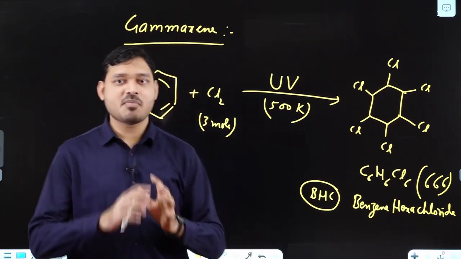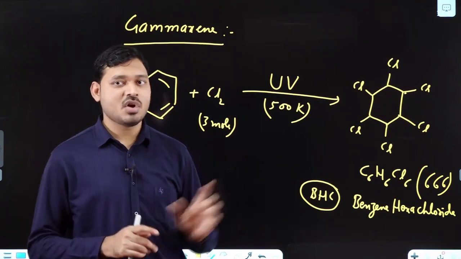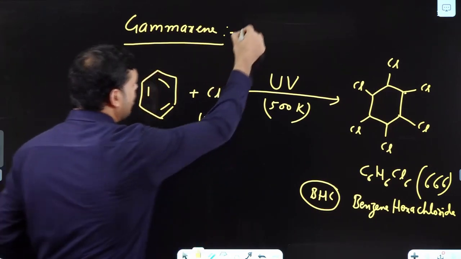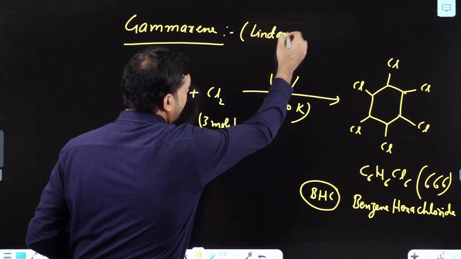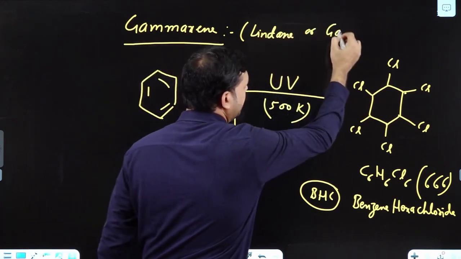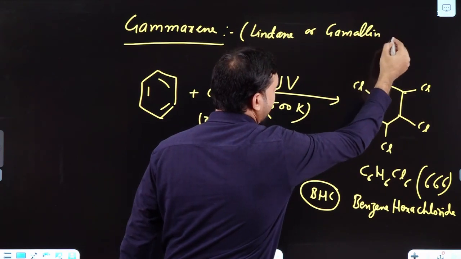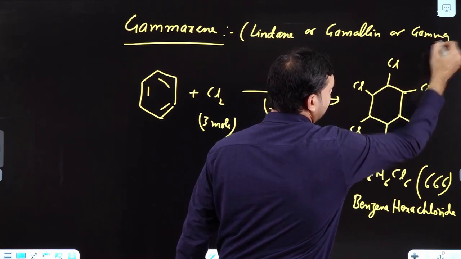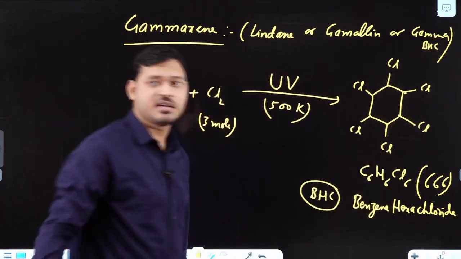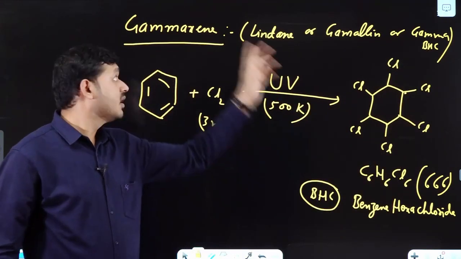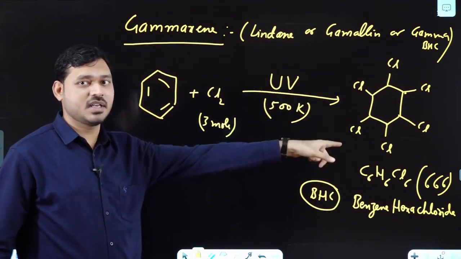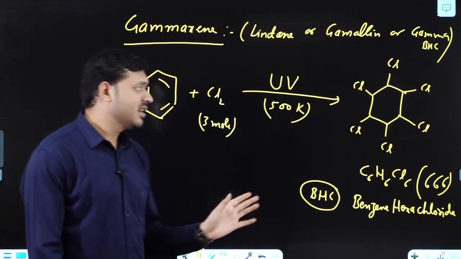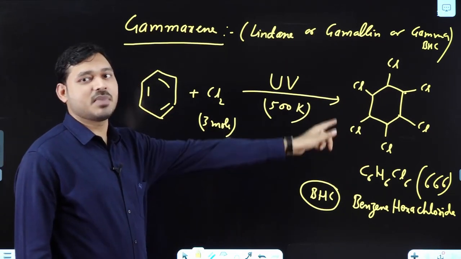Okay. So among these different types of stereoisomers of this BHC, one of the forms is gamexene, which is also called lindane or gamelin or gamma BHC, because it is actually the gamma form. That particular stereoisomer of BHC which is the gamma form is particularly called gamexene. Okay, so let's draw all the stereoisomers for BHC.